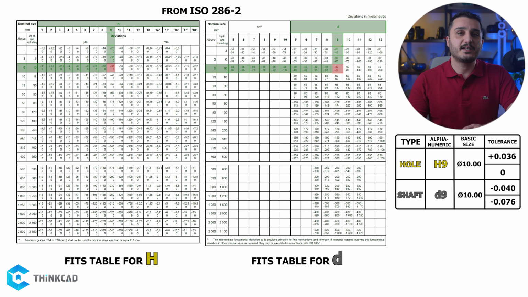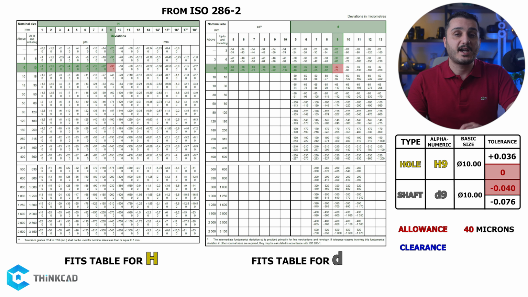Now let's calculate the allowance and clearance for this fit. Allowance is the delta of hole's MMC from shaft's MMC. This gives us 40 microns, which means our gap won't go under 40 microns with this fit. Now clearance is the delta of hole's LMC minus shaft's LMC. This gives us 112 microns, which is the maximum size our gap can get.